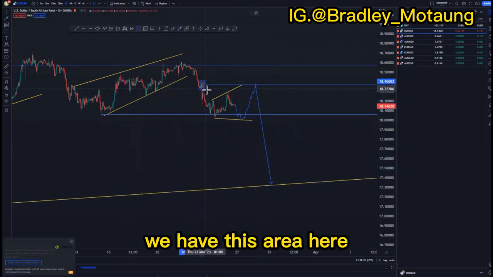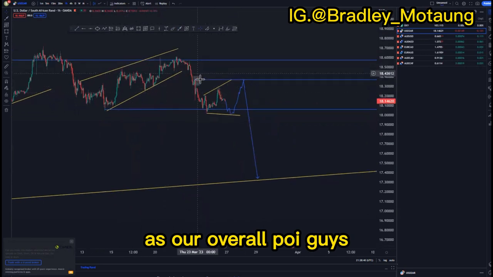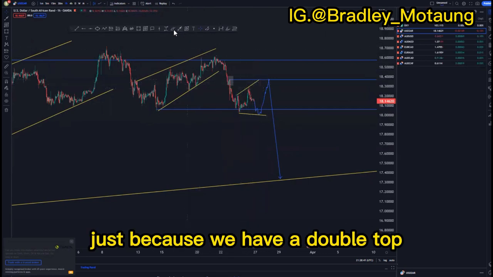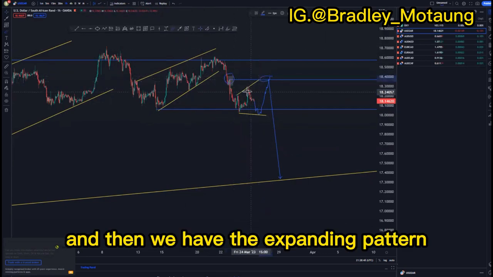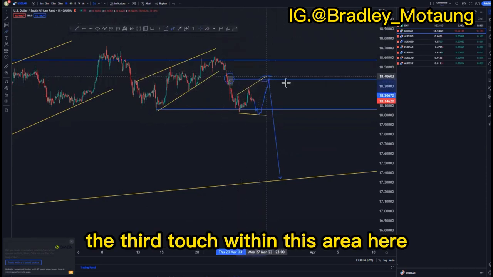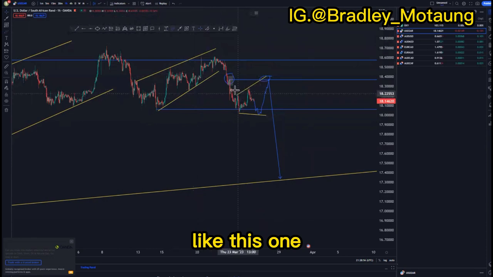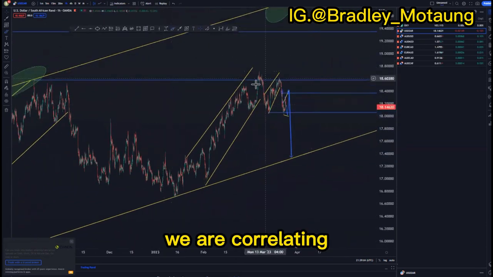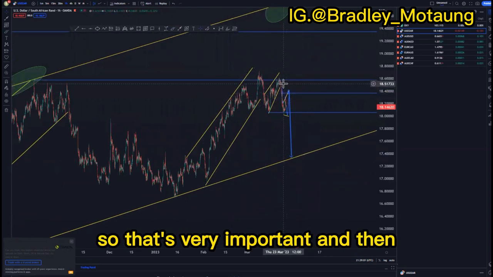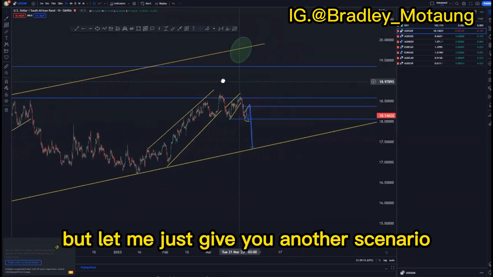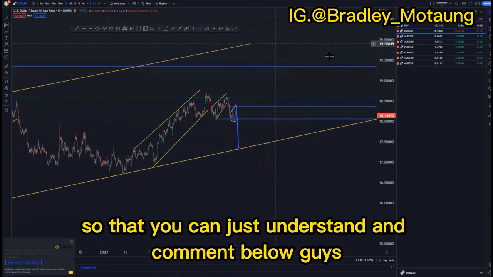We have this area here as our overall POI, guys, point of value, whereby the market will initially push to the downside, just because we have a double top and then we have the expanding pattern. Let's say, for example, you get the third touch within this area here, like this, one and then two, and then the third touch to push to the downside. And then remember, we are correlating USDR with the DXY, so that's very important. Let me not waste time, but let me give you another scenario so that you can understand.